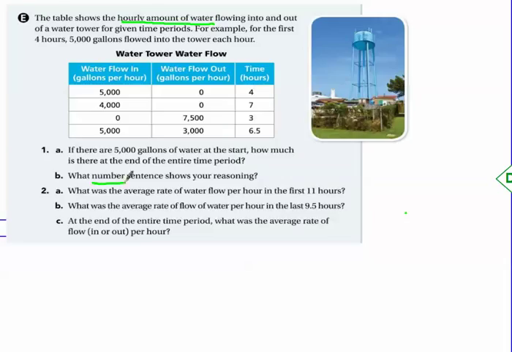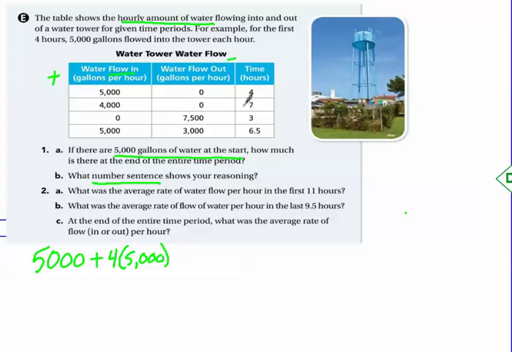I'm going to skip to B and solve it that way. So it says that I start with 5,000 gallons. So I'm going to start with 5,000 gallons. And for every water that flows in, I'm going to add. And for every water that flows out, I'm going to subtract. So at 4 hours, I have 5,000 gallons. It's flowing in, 4 hours times 5,000 gallons per hour.